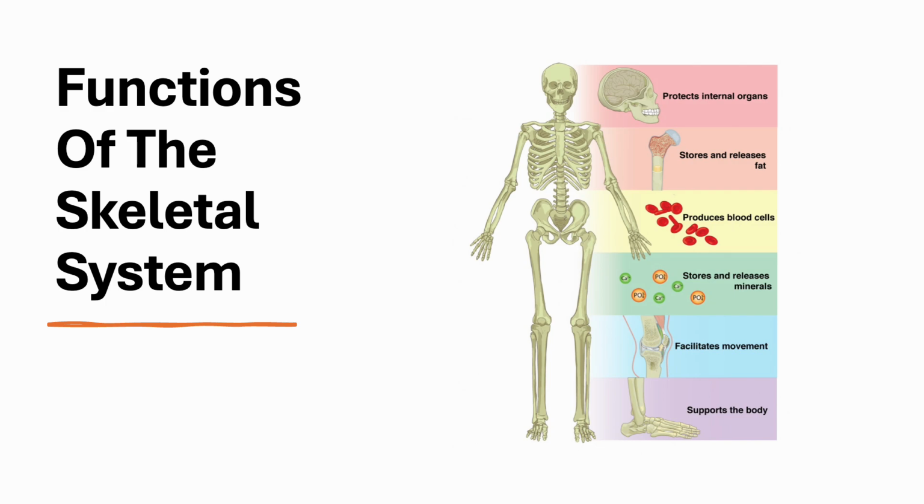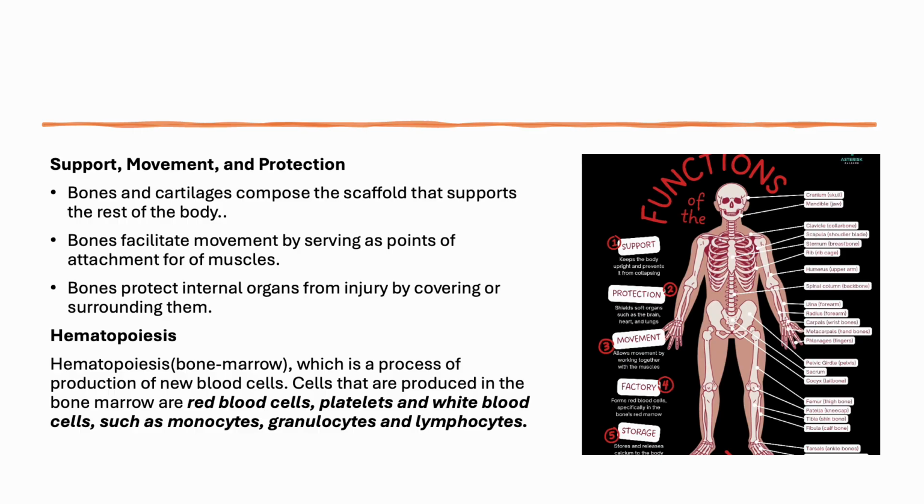This skeletal system helps in support and movement of the body through points of attachment. It serves as a point of attachment for muscles and protects the internal organs from injury, like protecting the heart and the brain. Bone and cartilage also scaffold and support the rest of the body; the cartilage is attached to the bone to provide structure and also movement.